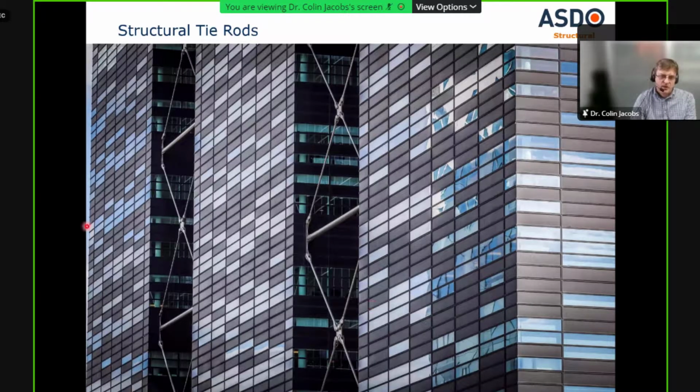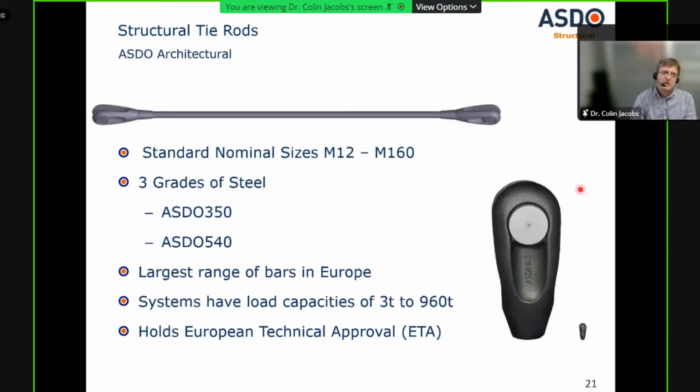So mainly we talk about structural tie rods in this presentation. As a typical use here for a building in a facade, you can see the cross bracing on a project in Scandinavia. Our standard range of bars that we have, we go from M12 to M160. We typically do two grades of steel, a 350 type mild steel and a higher strength 540. Currently we have the largest range of bars in Europe, and we can take load capacities up to 960 tons.